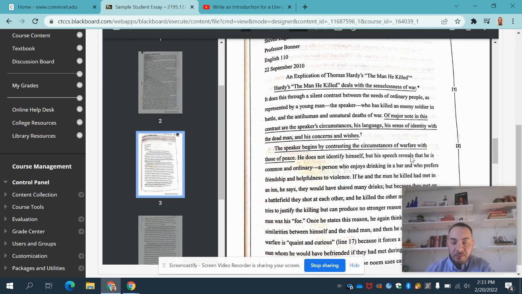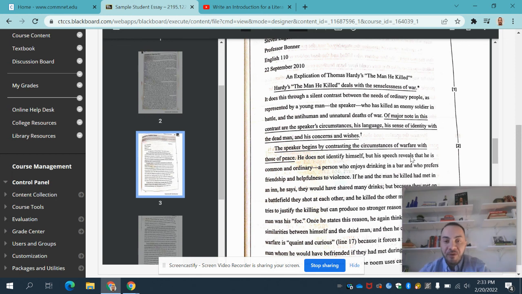Well, the student writer lists them in the thesis, right? One thing that's going to be contrasted are the speaker's circumstances. Another thing that's going to be contrasted is the language. A third thing that will be contrasted is his sense of identity compared to the person that he killed. And finally, what will be contrasted is his concerns, right? The things that he's worried about, with his wishes.